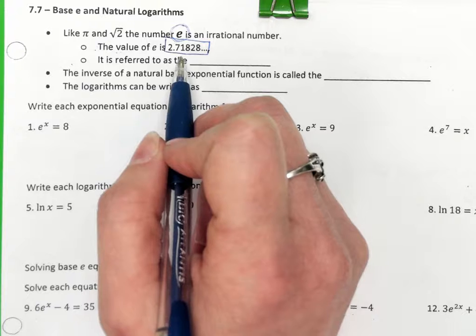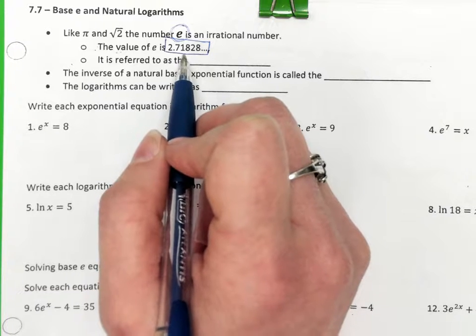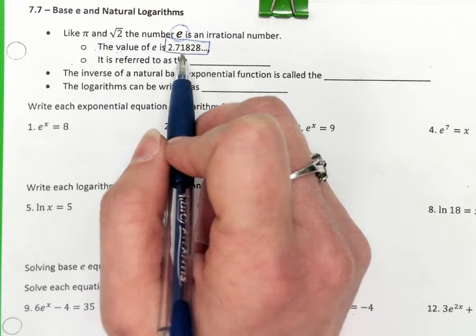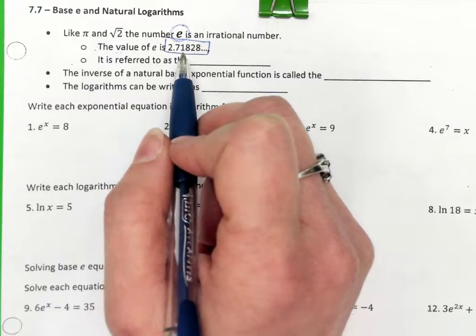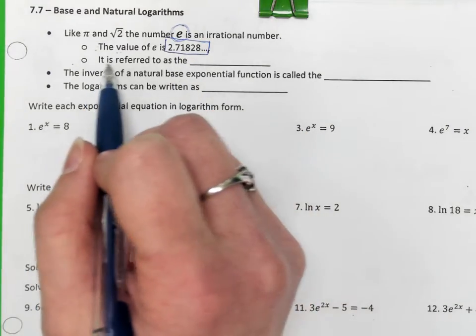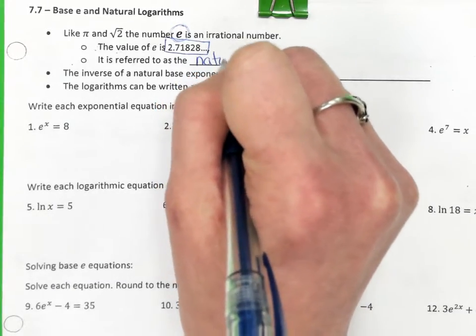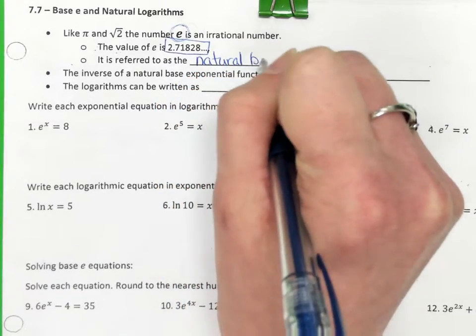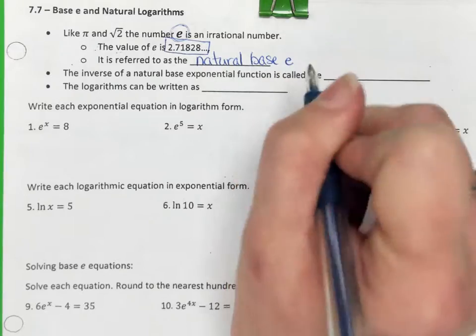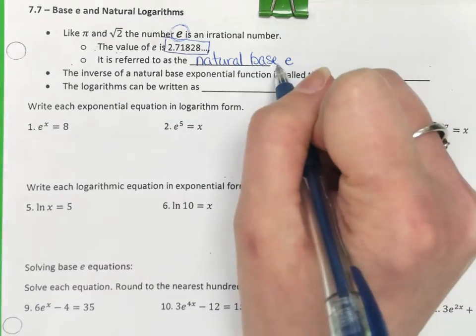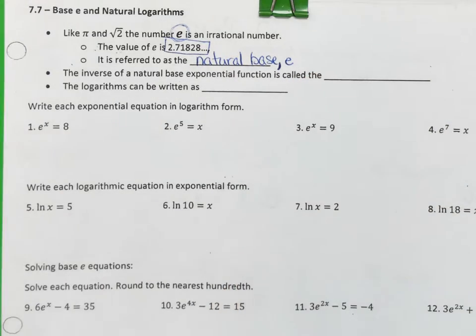Okay, so there's a lot of people that'll tell you you never use math in this world, and they really do use math every single day. They just don't realize what they're doing, okay? So, it is referred to as the natural base e. So we call it the natural base, or we could just call it e, okay? Either one of those. Does that make sense to everybody?